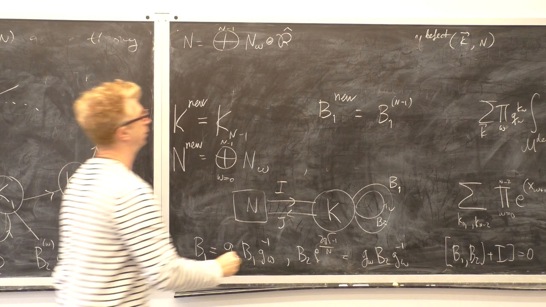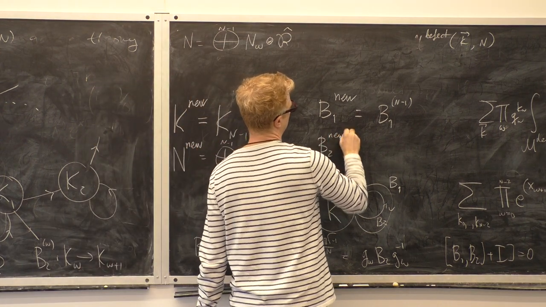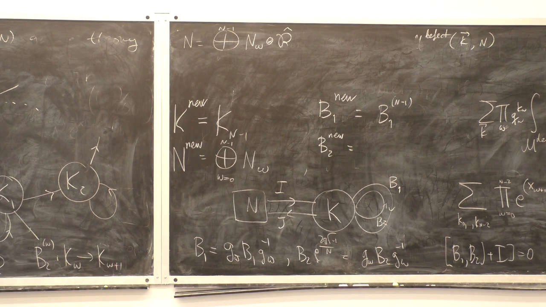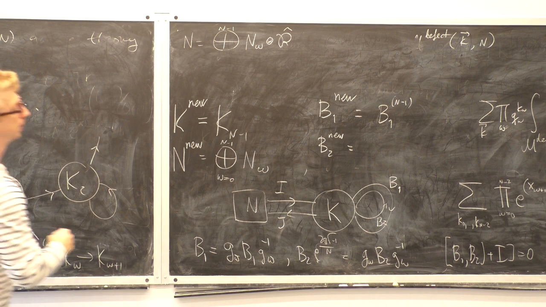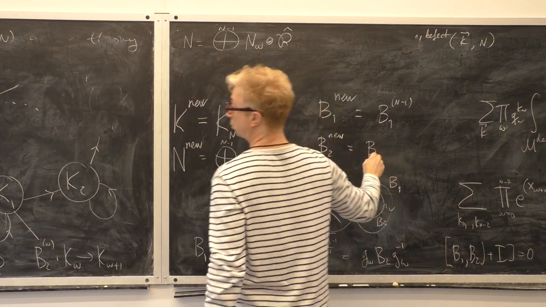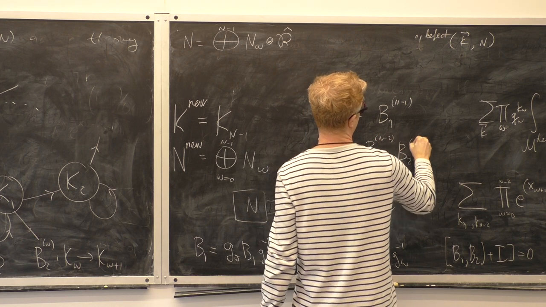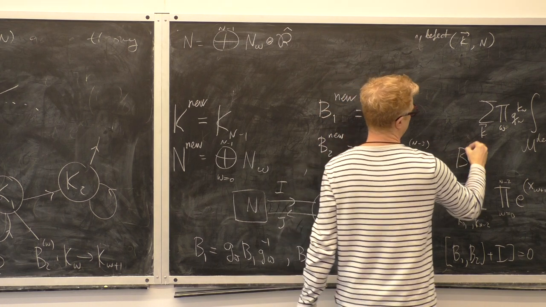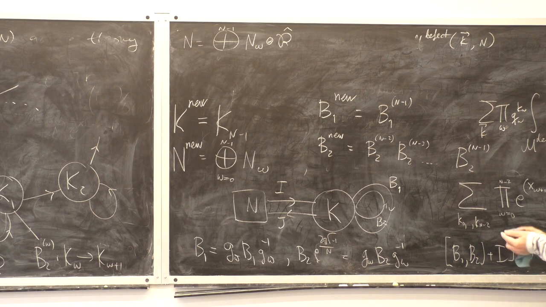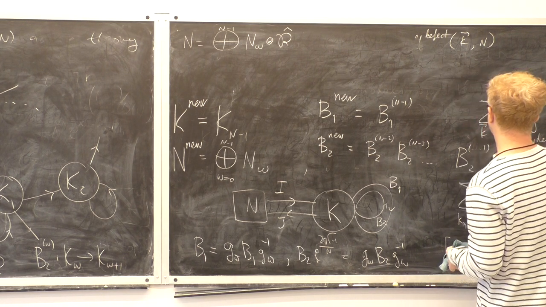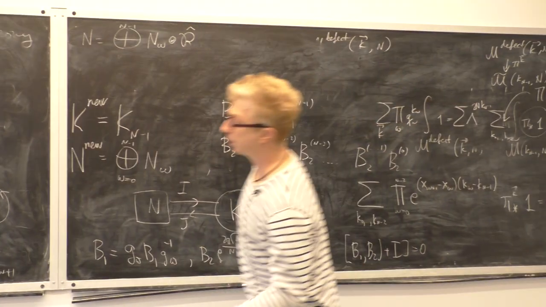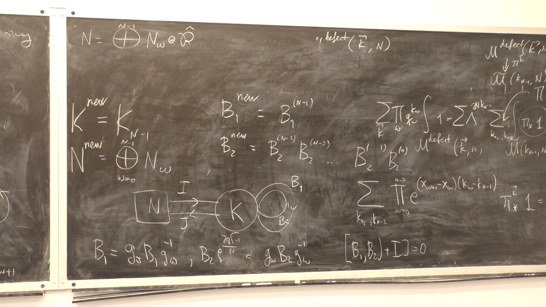But now B2. So B2 has to be a map which again sends this space to itself, and there is a natural candidate, namely you take a product of all these arrows. So it's B2 n minus 2, B2 n minus 3, all the way to B2 1, and then, yes, n minus 2 is the last one, and the first one is B2 n minus 1.